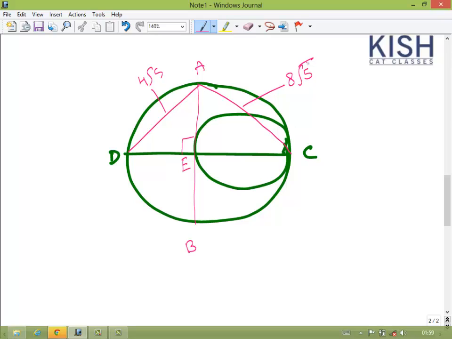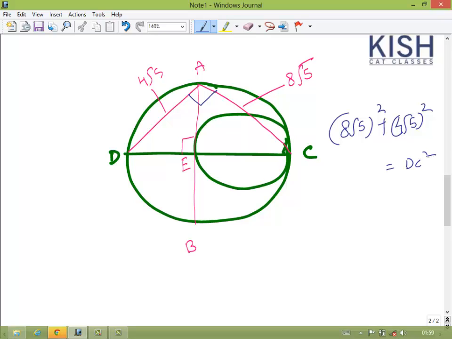The segment makes 180 degrees at the center and it also makes 90 degrees at the circumference. So identify this one, this one is 90 degrees. So now you can find the length of CD just like that. 8 root 5 whole square plus 4 root 5 whole square is equal to DC square.